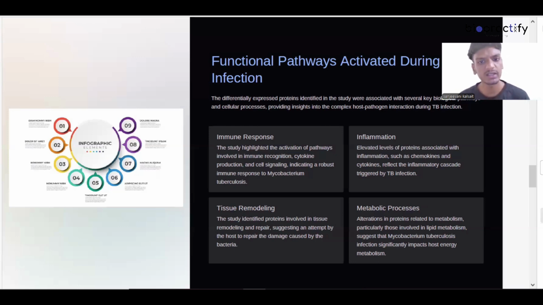Tissue remodeling. The study identified proteins involved in tissue remodeling and repair, suggesting an attempt by the host to repair the damage caused by the bacteria. Metabolic process. Alterations in proteins related to metabolism, particularly those involved in lipid metabolism, suggest that Mycobacterium tuberculosis infection significantly impacts host energy metabolism. These pathways are important for the pathogenesis of tuberculosis.